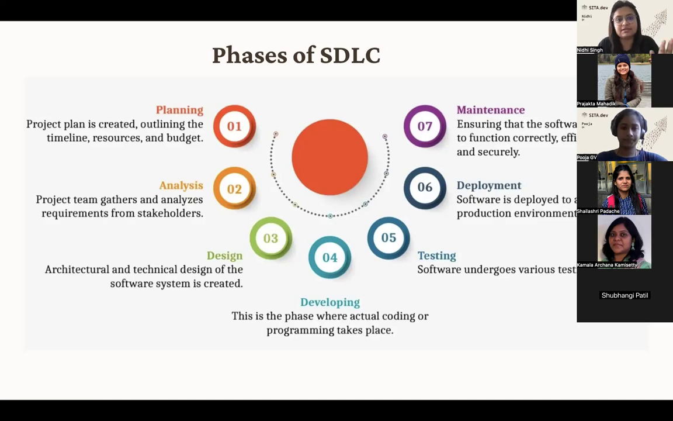Now what comes last? It is the maintenance phase. It's not like that if we deploy the software to the end user, our work is finished. No, software needs maintenance also. If we need to add more features, and if there is any bug, all these fixes will be done under the maintenance phase to ensure that software continues to function correctly, efficiently, and securely. It's not like that if it is deployed, then our work is finished. No, the maintenance phase is also a very important phase of the software development lifecycle.